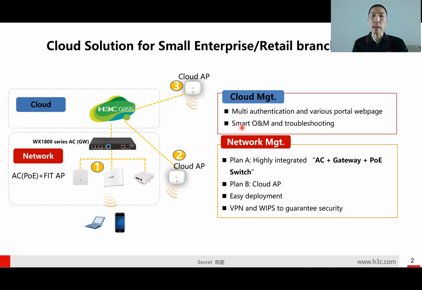Sure, we also provide another feature called smart O&M, operation and maintenance, to help you troubleshoot all the connected devices. Normally, when you deploy multiple branches and multiple sites with different equipment, Oasis Cloud can provide a very easy deployment and also a very secure deployment for the whole network. So this is one of the scenarios that we mentioned.